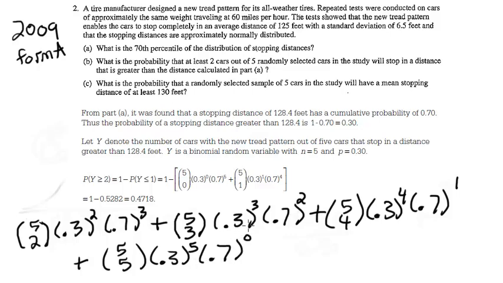So you could have done it that way. So I see why the College Board did it that way. It was a little bit less to write, so they were using that complement probability.